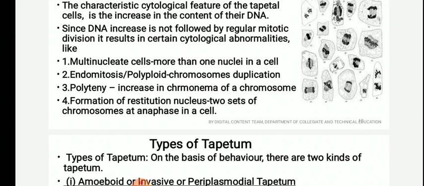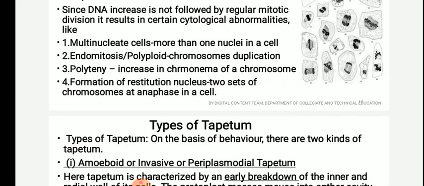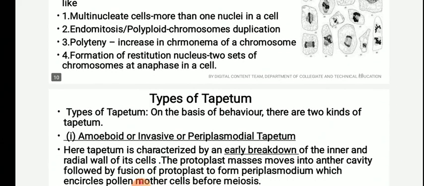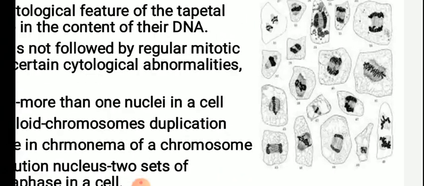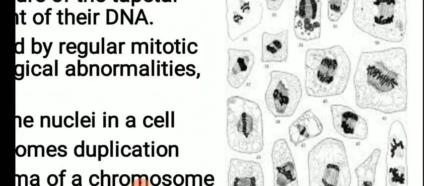Polyteny, that is many strands. A chromosome is supposed to have 2 strands, but many strands can be seen in the chromosomes. So chromonemata increase, that is called polyteny. Formation of restitution nucleus is also reported in tapetal cells. So each cell will undergo cell division, but at anaphase the cell division stops. So that can also be seen in the tapetal cells.